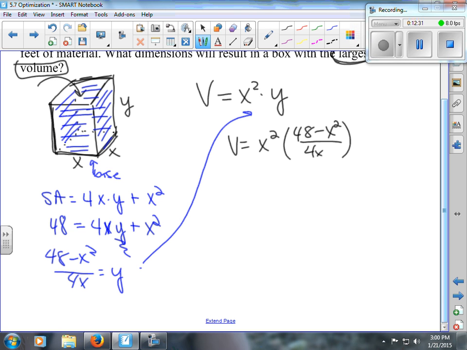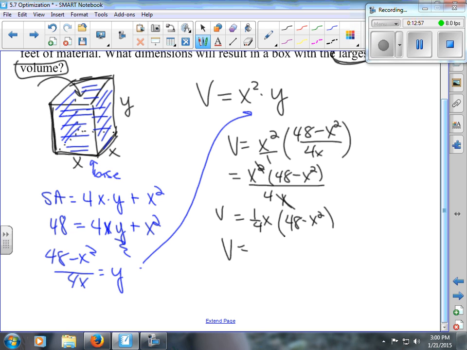Now, before we take the derivative of this, you want to simplify a little bit. This is an x squared over 1, and so you can cancel one of the x's here. Then you have this 4, it's like a 1/4, and there's that x still, and that needs distributed to the 48 minus x squared. It'll be best to distribute that before we take the derivative. So that's going to be 12x minus 1/4 x to the third.